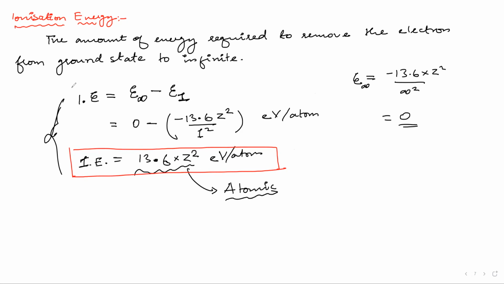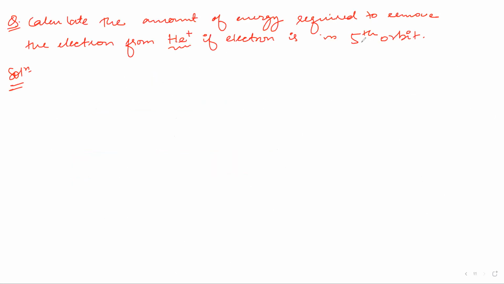See, in the ionization energy, what is the n here, Hiba? 1. And what is the n here? 5, na? So see, this question is not regarding ionization energy. The amount of energy required to remove the electron from helium positive if the electron is in the fifth orbit. So if it is in the fifth orbit, this is the electron, and we are removing the electron. We are not shifting it to the sixth. This is not happening. We are removing.